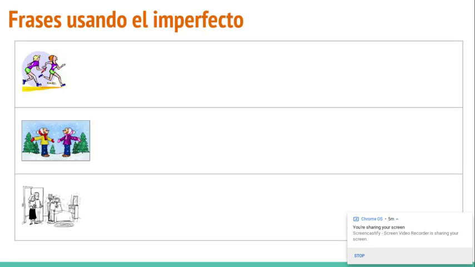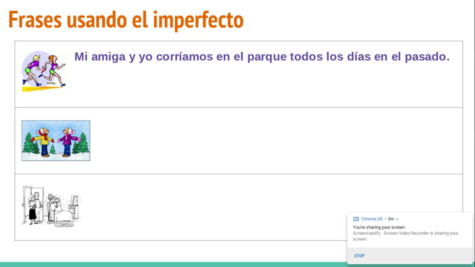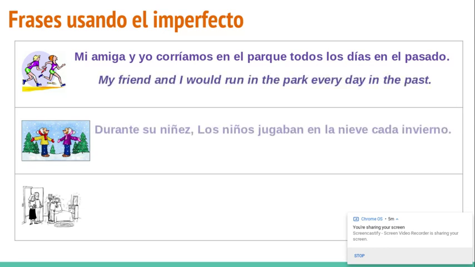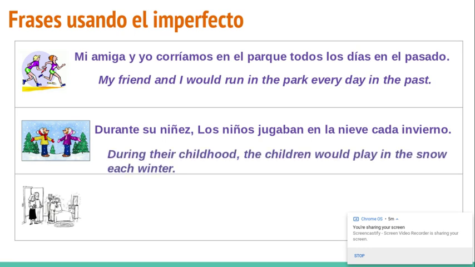So, frases usando el imperfecto. Mi amiga y yo corríamos en el parque todos los días en el pasado. Because we're saying all of the days in the past we ran in the park, we're using the imperfect. Durante su niñez, los niños jugaban en la nieve cada invierno. During their childhood, the children would play in the snow each winter. Again, each winter. We're saying it's a repeated action. It's not the preterite. It has to be the imperfect because it happened more than once.